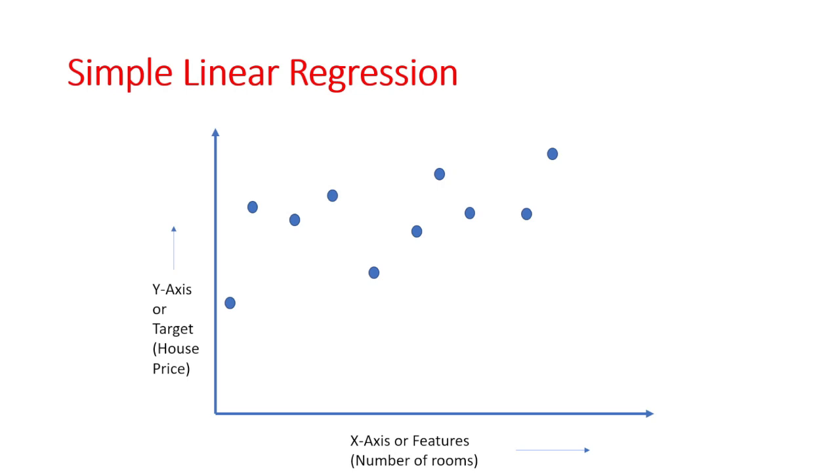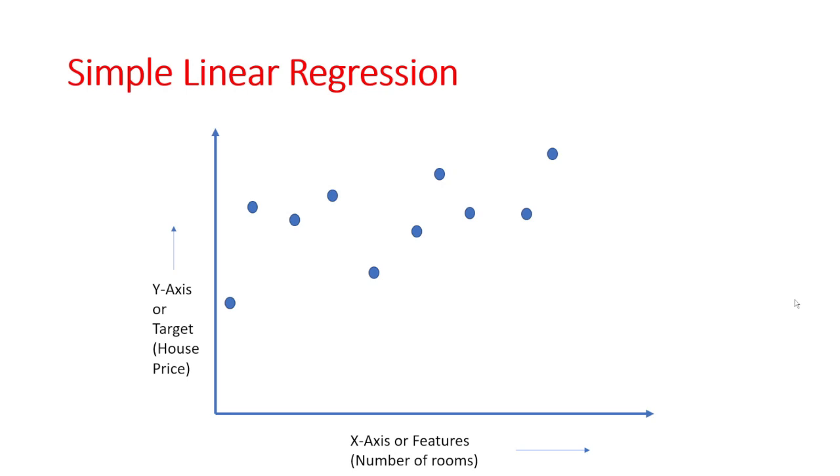What you're seeing are a bunch of points. On the y-axis, you will see the target variable, which in our case is the house price, which means we are trying to predict the house price. And on the x-axis, we have the feature variable, which means the number of rooms. How do the increasing number of rooms affect the house price? So on the x-axis and y-axis, we define our variables.